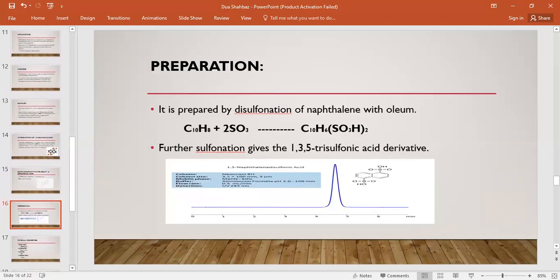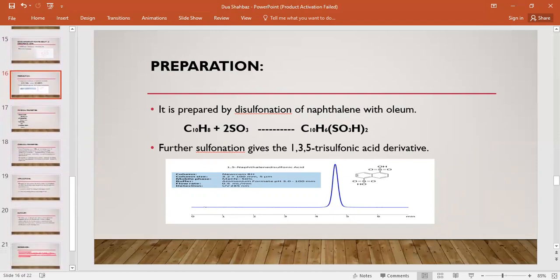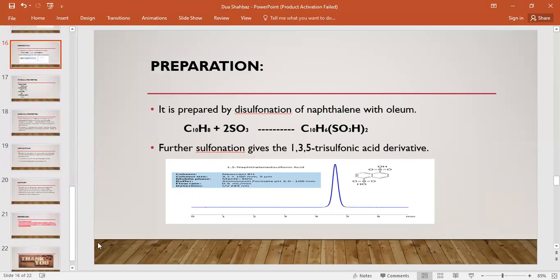Now we have the preparation method related to this compound. It is prepared by sulfonation of naphthalene with oleum. C10H8 plus oleum, 2SO3, and we obtain the product C10H6(SO3H)2, which is basically the 1,5-disulfonic acid. Further sulfonation gives the 1,3,5-trisulfonic acid derivative. Here is the graph related to the 1,5-naphthalene disulfonic acid, which discusses the following factors like column size, mobile phase, buffer, flow rate, and detection.